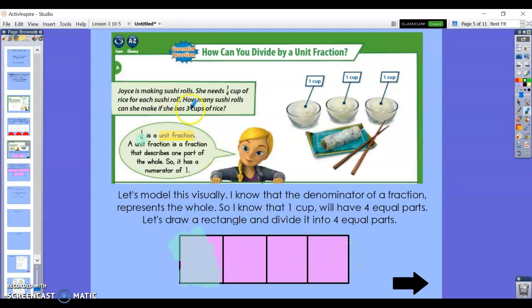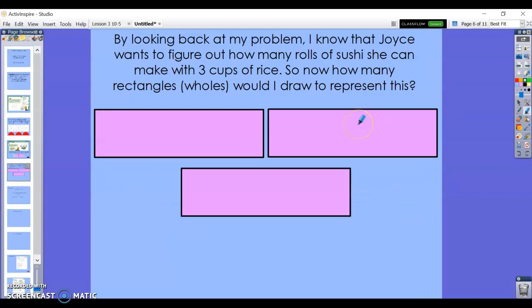But the question is asking us about 3 cups of rice. How many sushi rolls can she make with 3 cups of rice? So what you're going to have to do is draw 3 wholes. I keep messing up tonight. So I have 3 wholes to represent my 3 cups of rice.